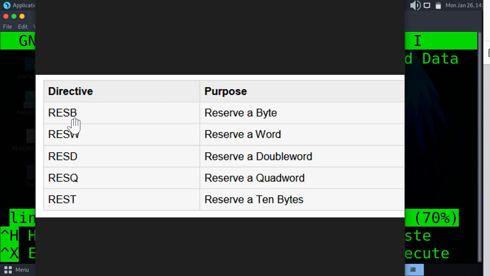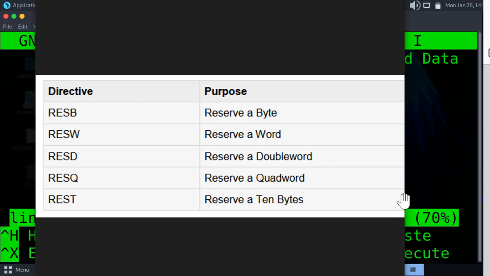The last letter differs. The first one has B at the end, RESB, and it is used to reserve a byte. Then here we have W for word, RESW, used to reserve a word, and here we have RESD, used to reserve a double word. For this one we have Q, used to reserve a quad word, and for the last one we have T, used to reserve 10 bytes.